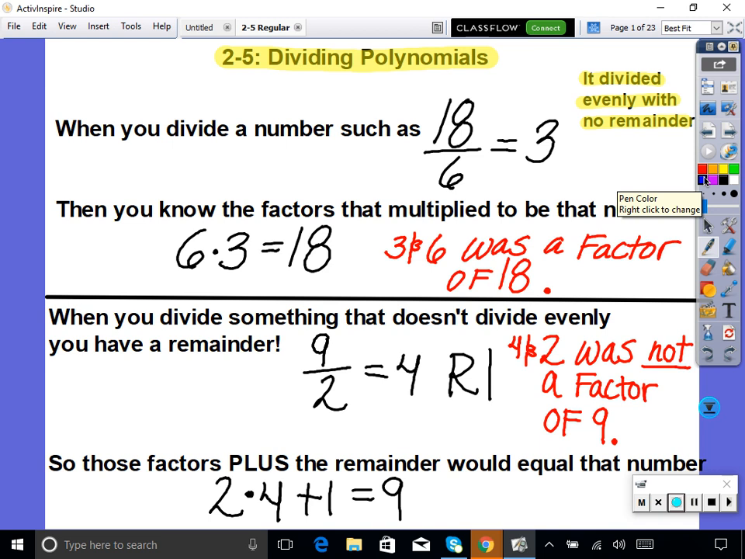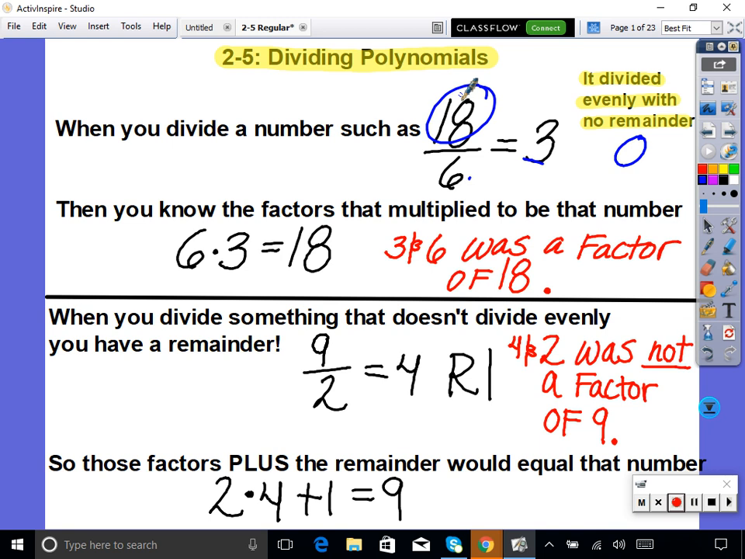Okay, when you divide a number such as 18 divided by 6, it equals 3, right? Okay, that's true. Now, didn't that divide evenly? Meaning there was no remainder or no decimal. So if it divides evenly, that means we have a remainder of 0. Now, if 18 divided by 6 equals 3, and it divides evenly, then isn't it also true to say that this times this equals this? Isn't that true? Okay, awesome.